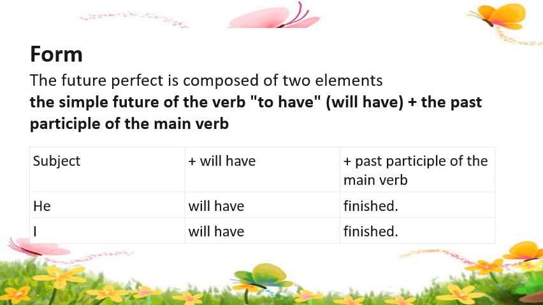Let's see the formation of future perfect tense. The future perfect is composed of two elements: the simple future of the verb to have, or will have, plus the past participle of the main verb. You can see here there are some subjects, helping verb and past participle form of the main verb. He, singular, will have plus third form of the verb, finished. He will have finished, or I will have finished.